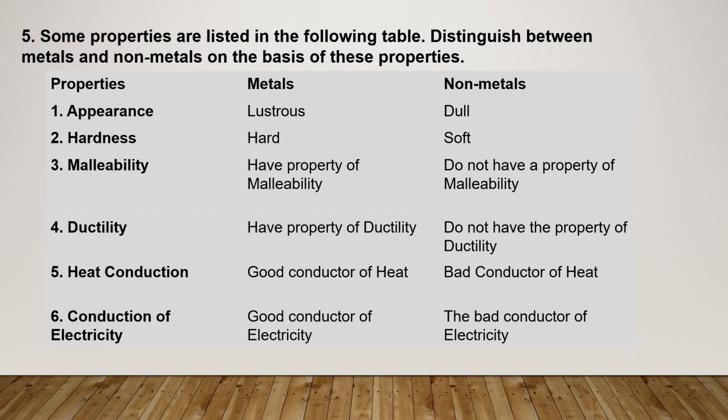Hardness: metals are hard, and non-metals are soft or brittle, you can write anything. Malleability: metals have the property of malleability. Malleability means they can be made into thin sheets. Non-metals do not have the property of malleability. Ductility: metals have the property of ductility. Ductility means they can be drawn into thin wires. Non-metals do not have the property of ductility. Heat conduction: metals are good conductors of heat and non-metals are bad conductors of heat. Conduction of electricity: metals are good conductors of electricity, and non-metals are bad conductors of electricity.